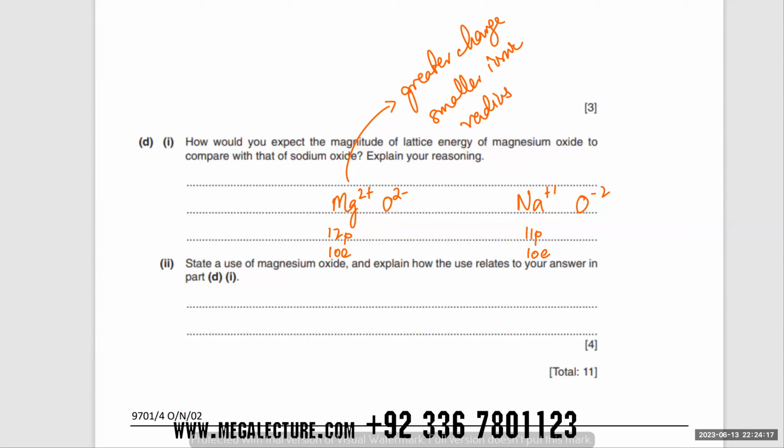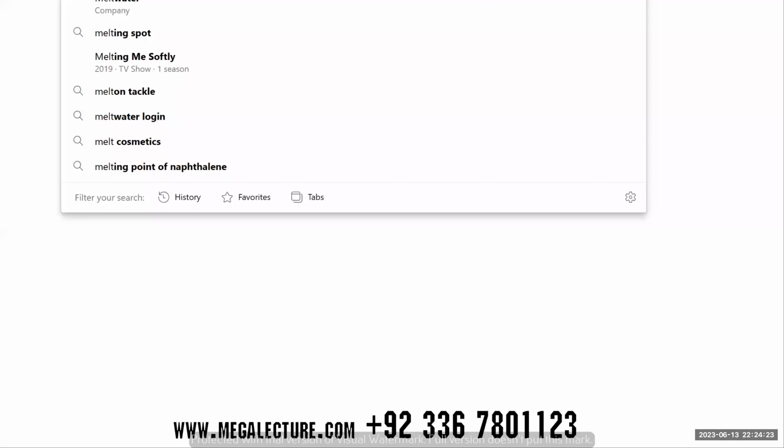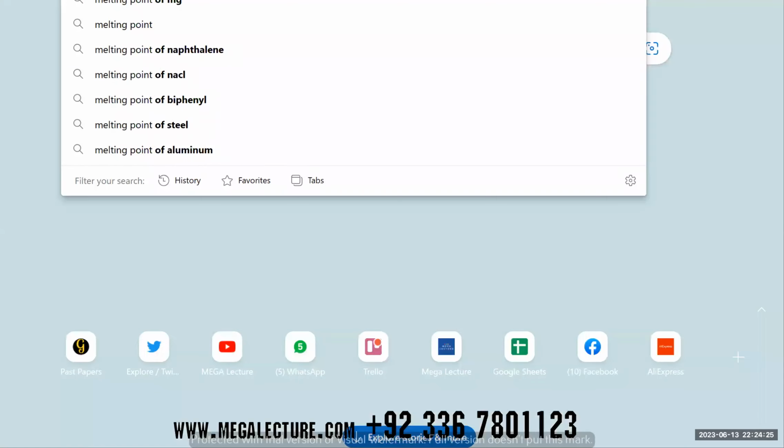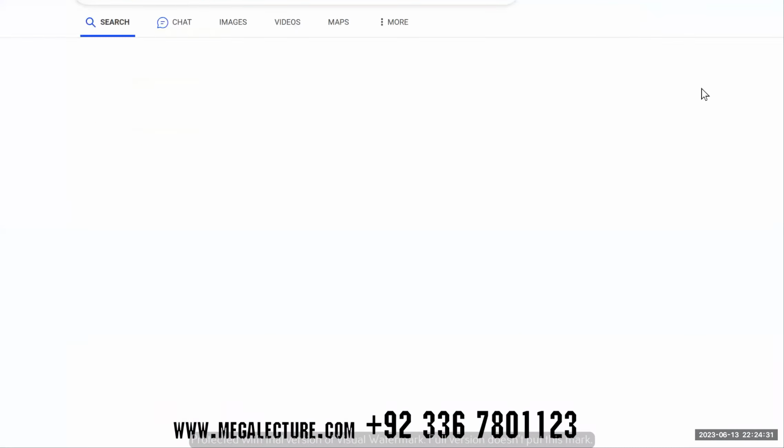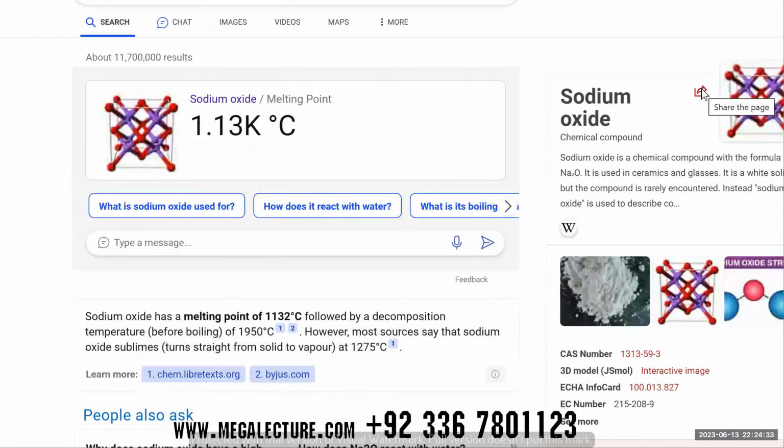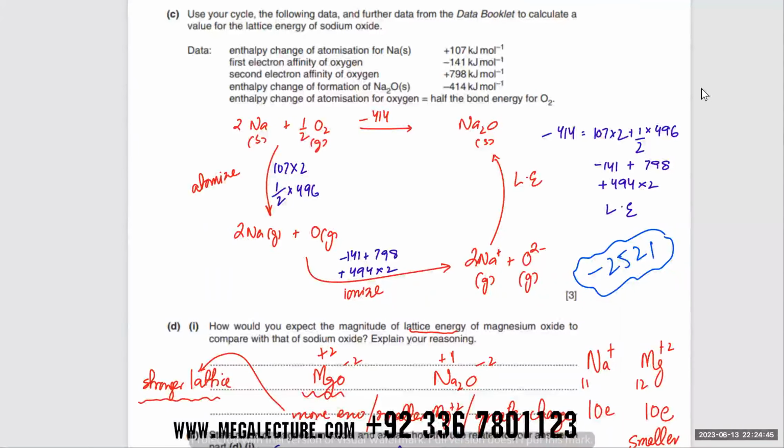If you look at the melting points, if I search for the melting point of sodium oxide, it's probably close to 1,000. Yeah, 1,132. And if I look for magnesium oxide, it's probably going to be close to 3,000.